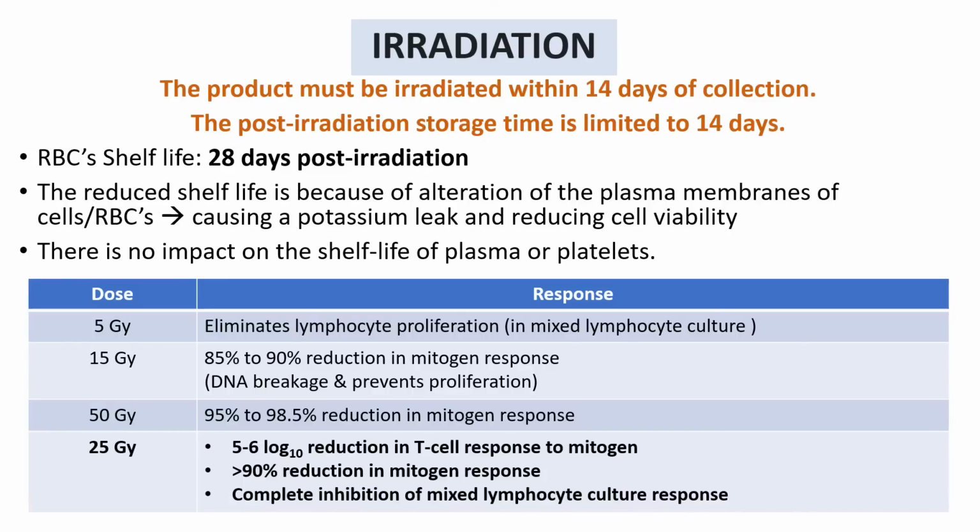The product must be irradiated within 14 days of collection. The post-irradiation storage time is limited to 14 days. The RBC's shelf life is reduced to 28 days post-irradiation because of the alteration of the plasma membrane, causing a leak in potassium and hence reducing the cell viability. There is no impact on the shelf life of plasma or platelets. A 25 gray dose, which produces a 5 to 6 log reduction in T cell response to mitogen, more than 90% reduction in mitogen response, and complete inhibition of mixed lymphocyte culture response, is considered an effective dose of irradiation.